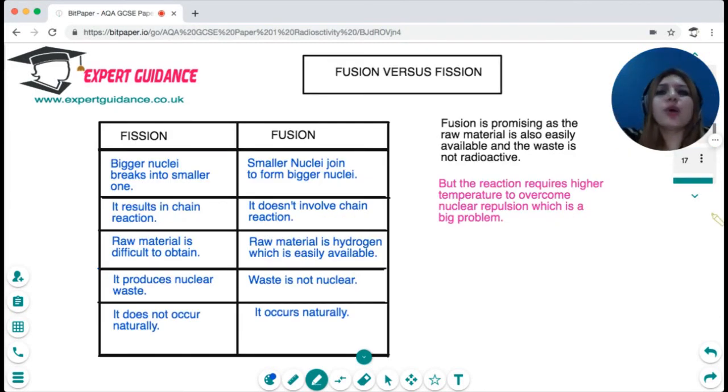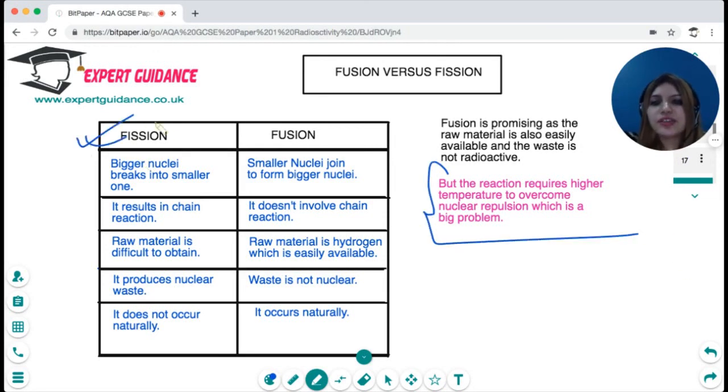Why? Because the raw material like hydrogen is easily available. The waste is not radioactive. It does not produce any harmful or radioactive exposure. But the only problem is the high temperature required to overcome the nuclear repulsion.